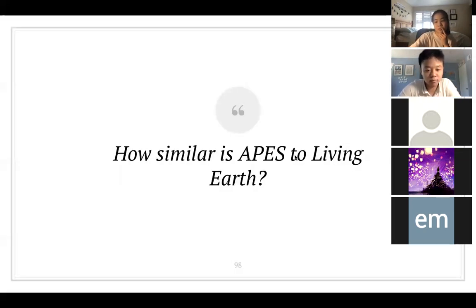APES to Living Earth, I'd say it was kind of similar. It just goes into more depth. I think it was really similar to the first semester, where we talked a lot about ecology, ecosystems, food chains, that kind of stuff. We did talk a lot about ecosystems.